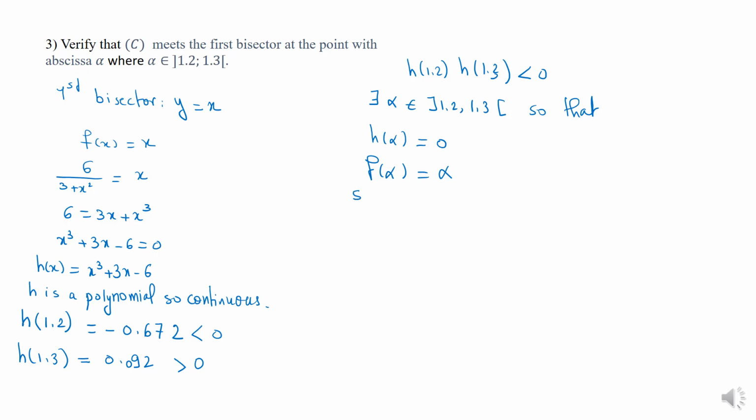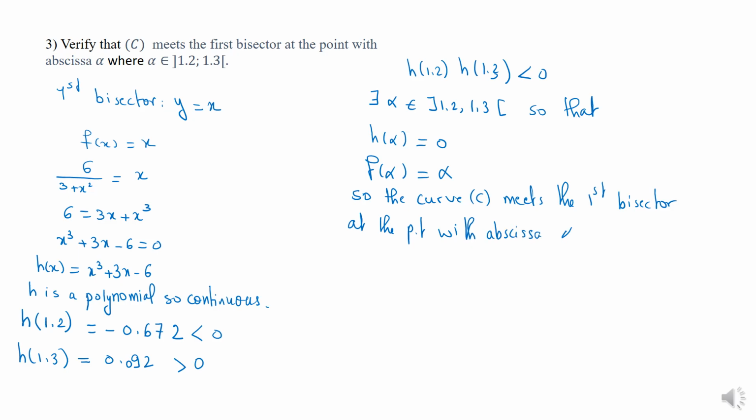So the curve C meets the first bisector at the point with abscissa alpha where alpha is between 1.2 and 1.3, and this is using the intermediate value theorem.